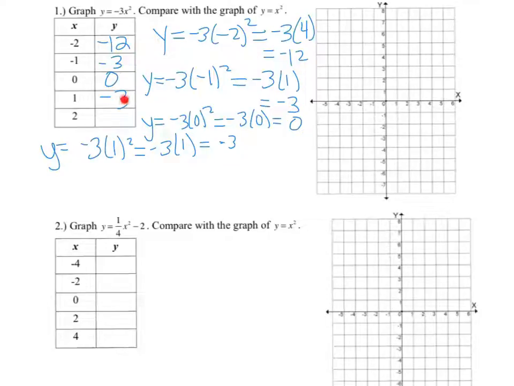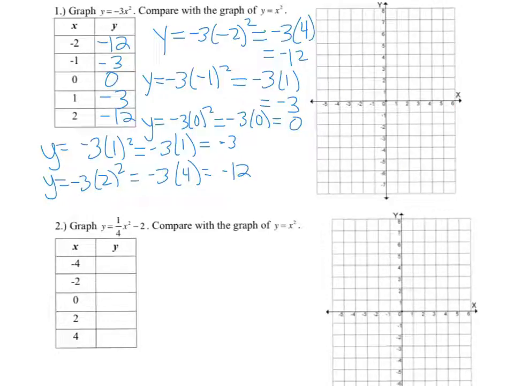So you're starting to see the symmetry. This must be our vertex, and then we expect that 2 would also give us negative 12. So we've got negative 3 times 2 squared. We'll square the 2, you get 4. Negative 3 times 4 gives you negative 12. So here are our points. We're going to go ahead and plot them on this grid over here.